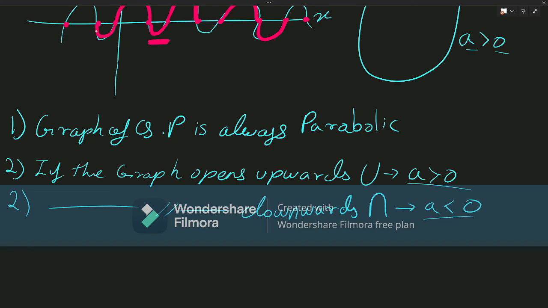And in the next video, we are going to start with relations between zeros and coefficients of a polynomial, which is super easy. So the video will be quite short.